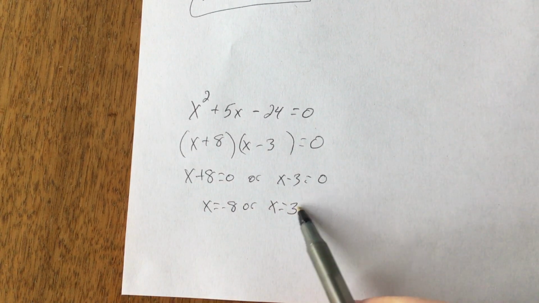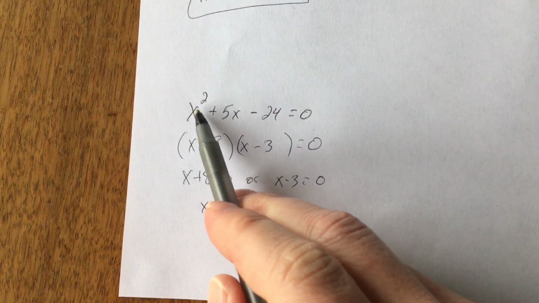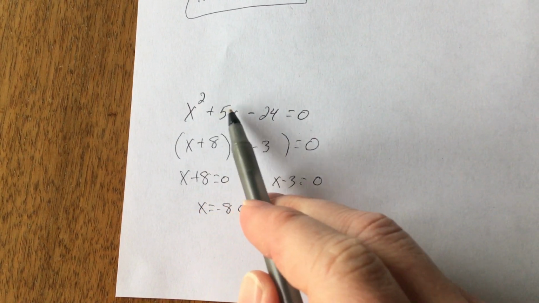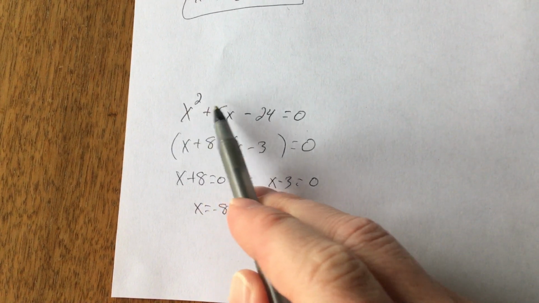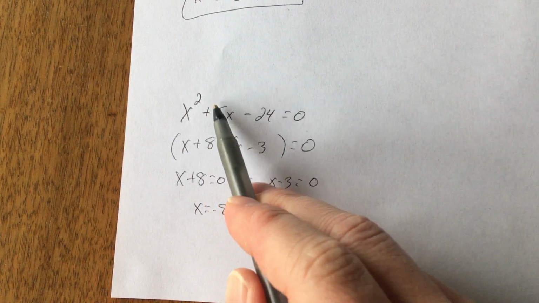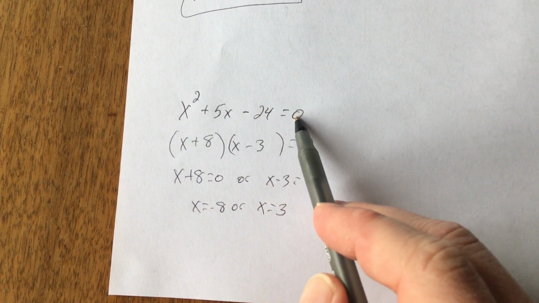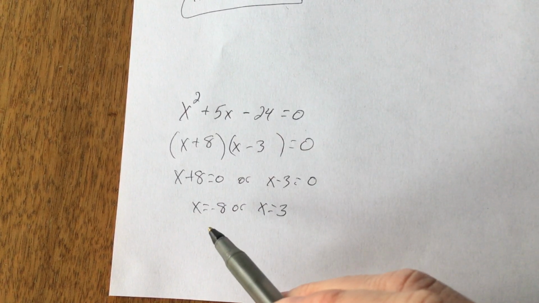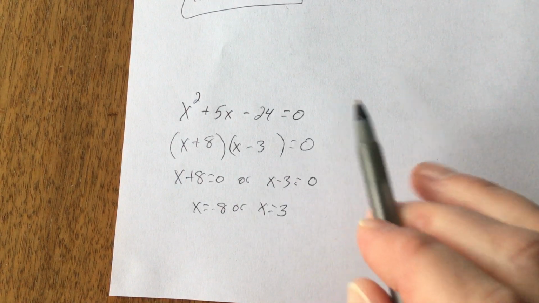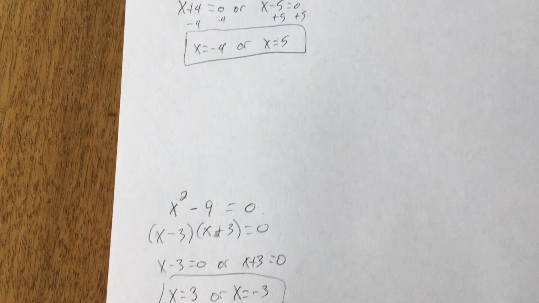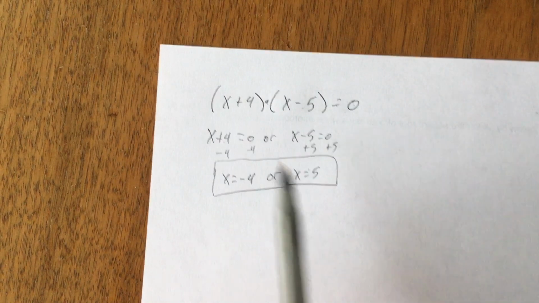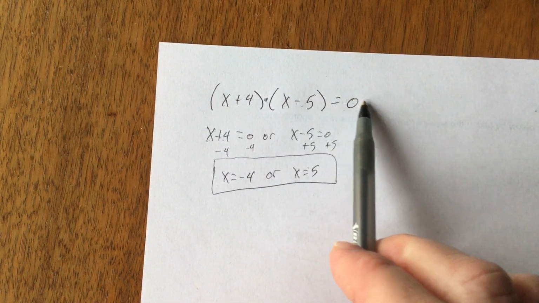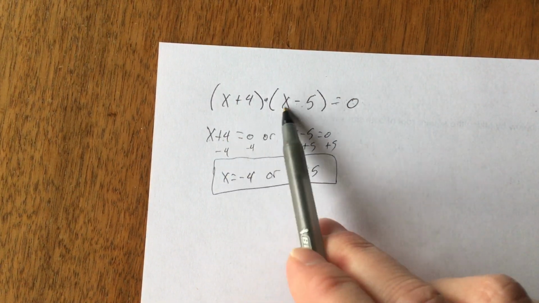Okay? Now again, I can test this. I can put 3 back in. 3 squared is 9. 5 times 3 is 15. 9 plus 15 is 24. 24 minus 24 is 0. Same thing with the negative 8. It would work out exactly the same way. So that's the nice thing about these, is that we're not doing anything much different. We're really getting to this form, equal to 0, and then from there, you're setting it up.